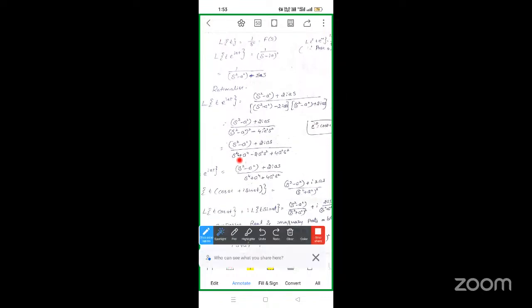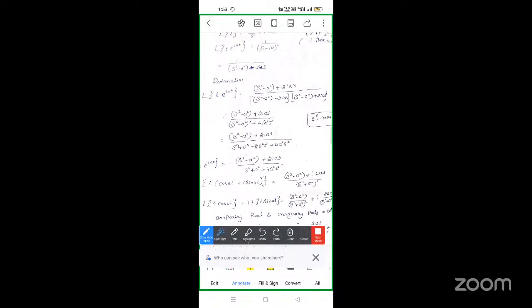Simplify. So here a minus b whole square expansion: s power 4 plus a power 4 minus 2a square s square plus 4a square s square. So the numerator is the same. Here s square minus a square by s square plus a square. So separating the real part and imaginary part. So e power iat is nothing but cos at plus i into sin at. L of t into cos at plus i into sin at on the LHS. E power iat expansion. So on the RHS, we can split into real parts and imaginary parts.